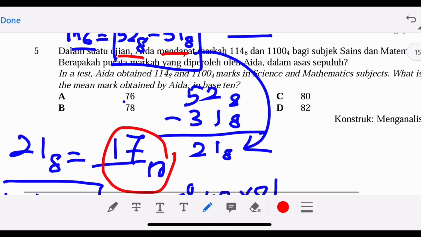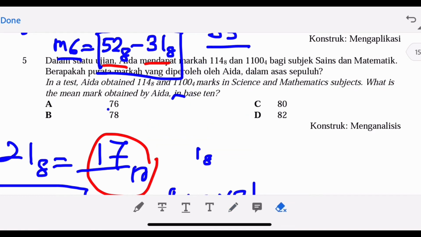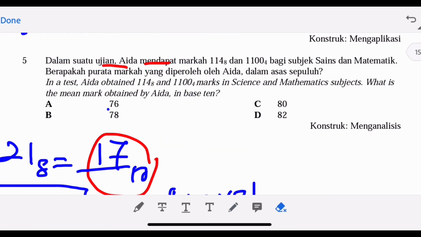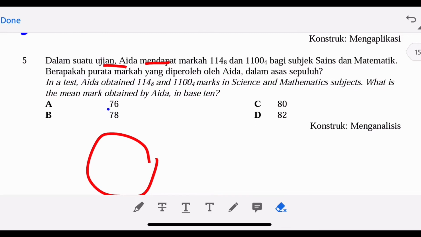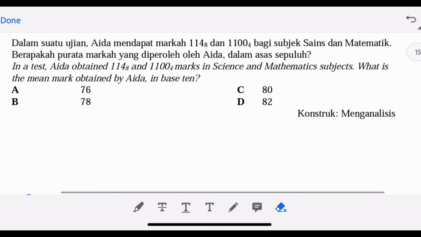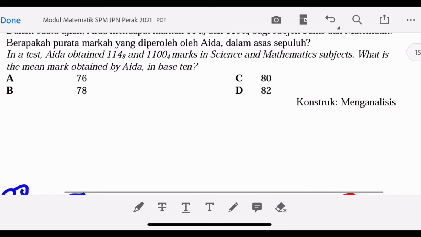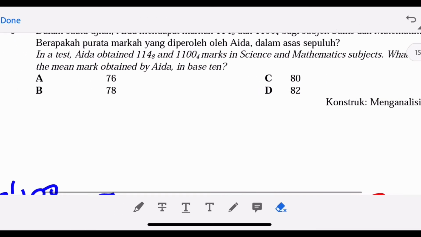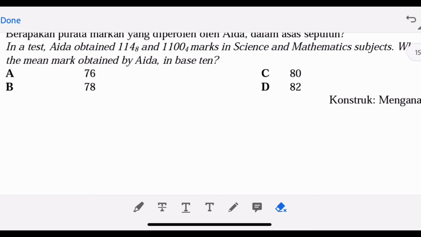Okay, now we go to the last question for the number bases. Last question, every day you try to do 5 questions until next year. Sure, you can get A. Alright, listen to my advice. We will try to focus on paper 1 first.